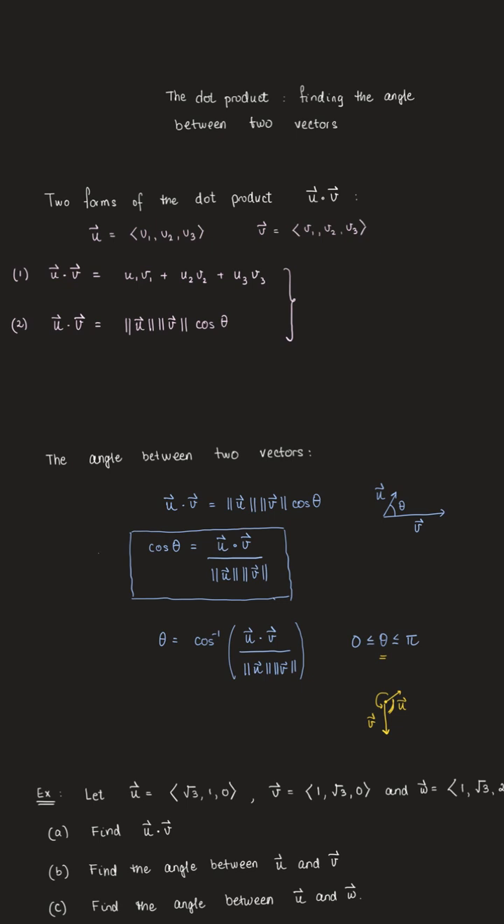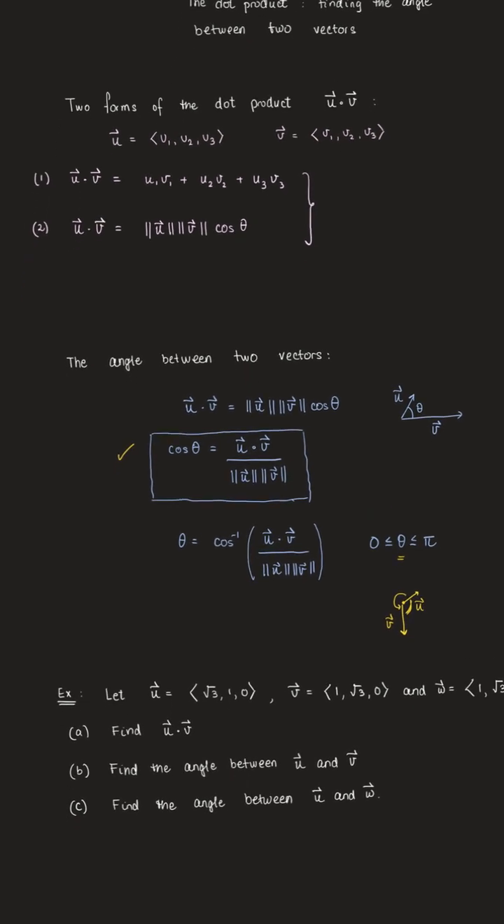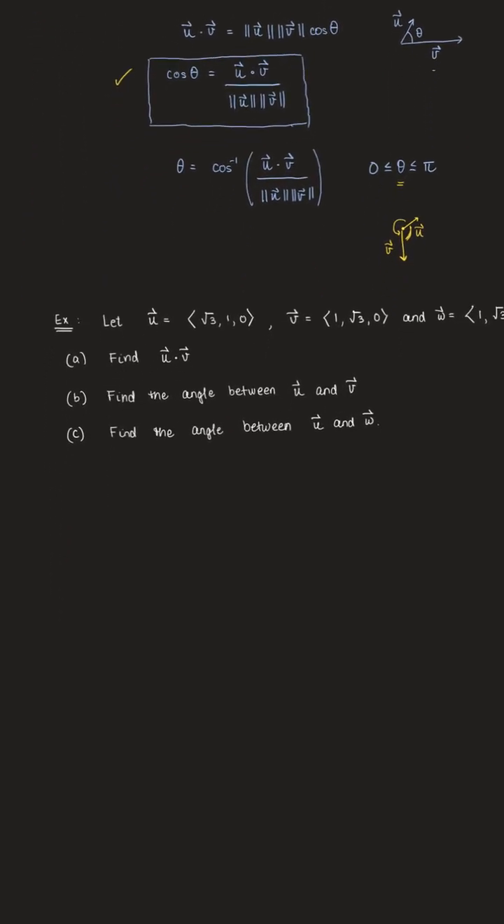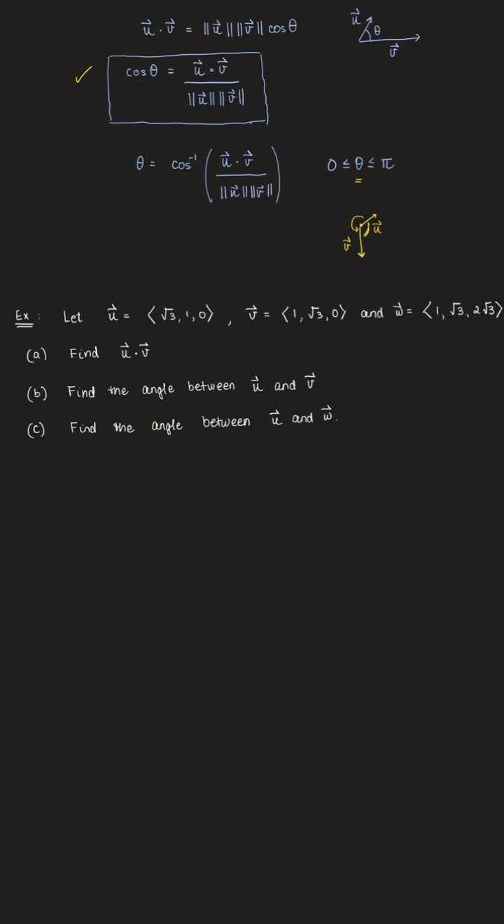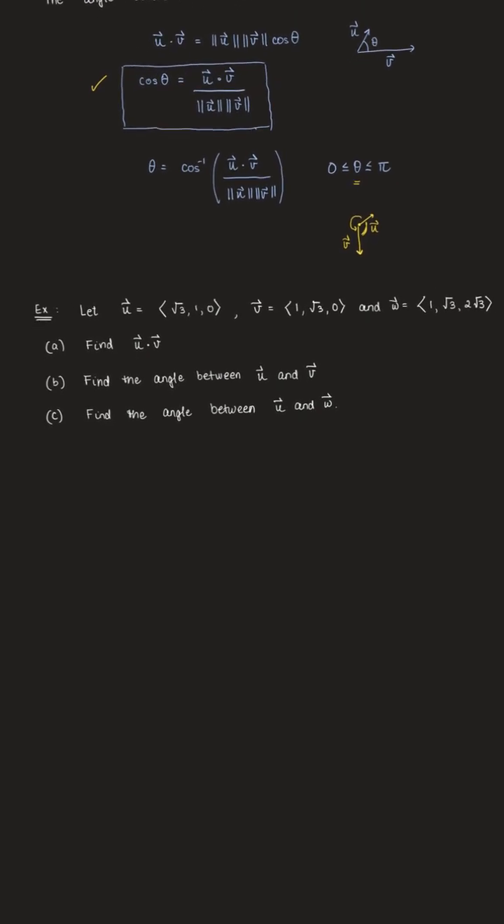So this is a good formula to keep in mind, and it really just comes from the second form of the dot product. Let's try an example where we have three given vectors, u, v, and w. We'll first find the dot product between u and v. I think we've already done that one in a different video, but we'll do it again. Then we'll find the angle between u and v, and then we'll find the angle between u and w using what we just learned about the angle between two vectors.